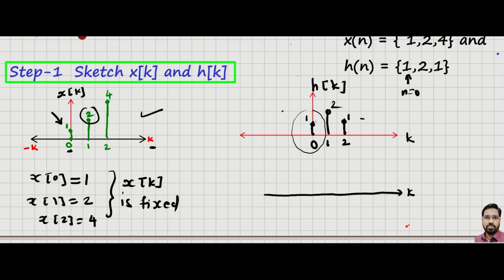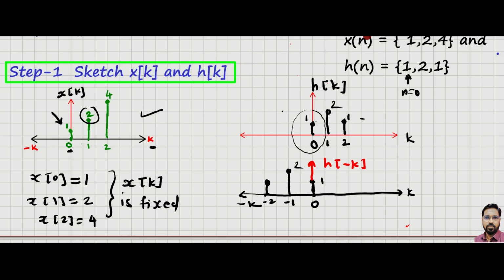So k and minus k, or 0. So 0, whatever the value at 0, it will be as it is. So it is our 1, and 2 will come to minus 1, and at minus 2 it is our 1. So इसका जो label है होगा h of minus k.